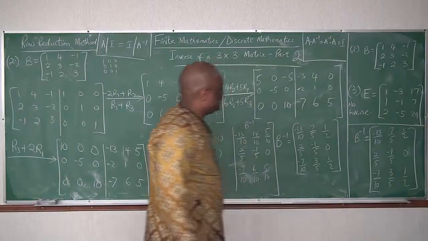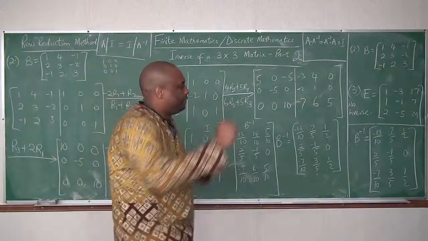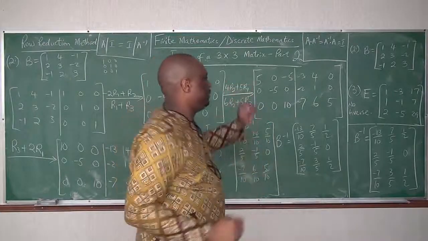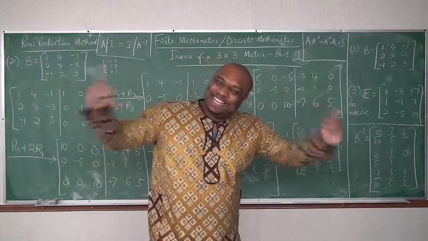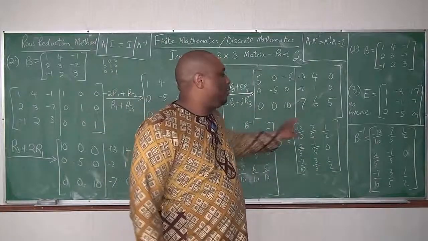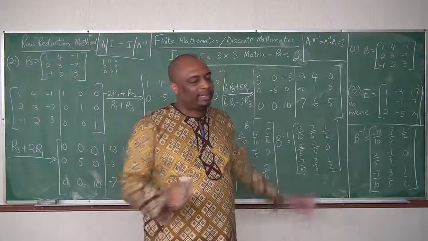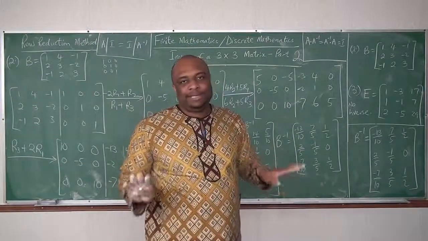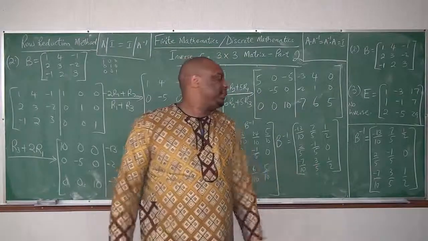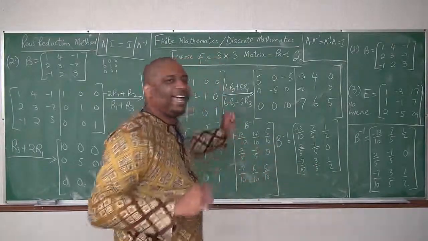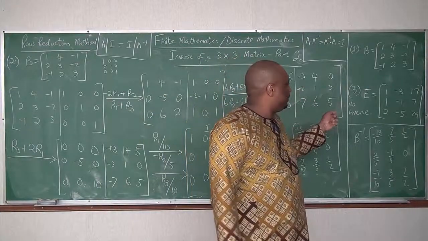Is it the same thing? Negative 13 over 10, 7 over 5, 1 over 2, 2 over 5, 3 over 5. Yo! It's the same thing, you see? And we have checked this in part 1, so we won't start multiplying again. Let's keep this video sharp. So it's the same thing. Yay! Alright, the last but not the least, E.